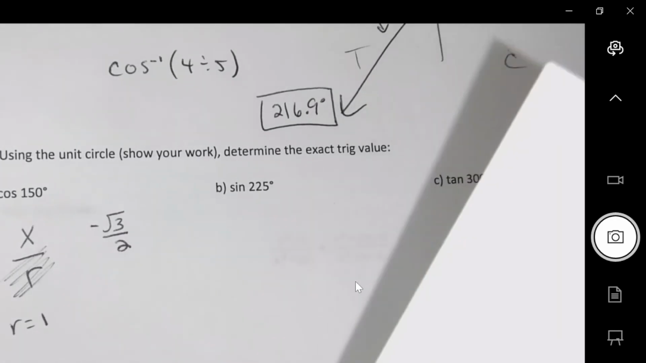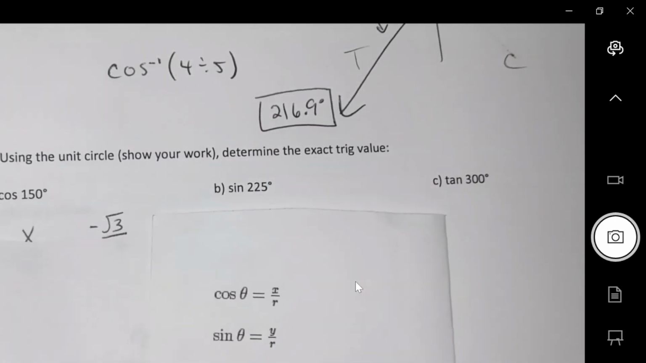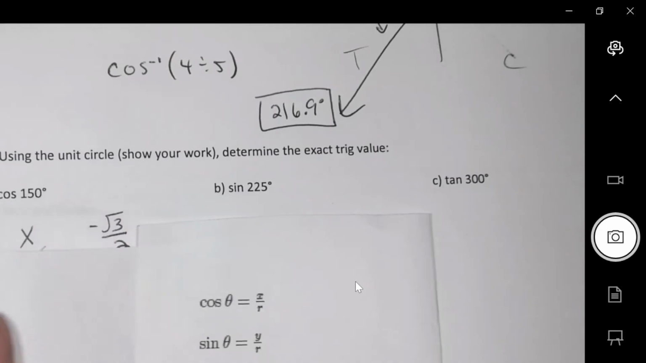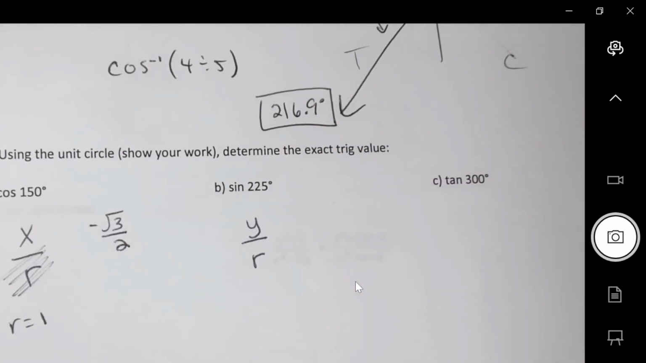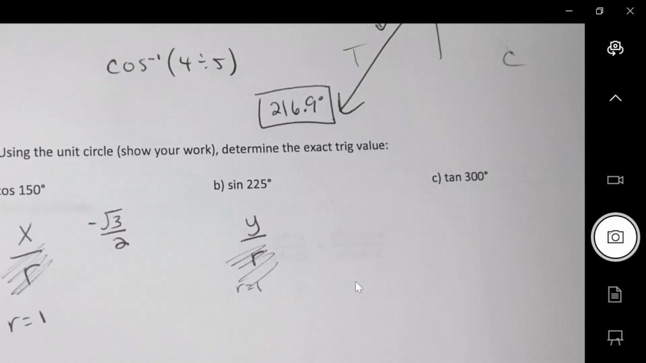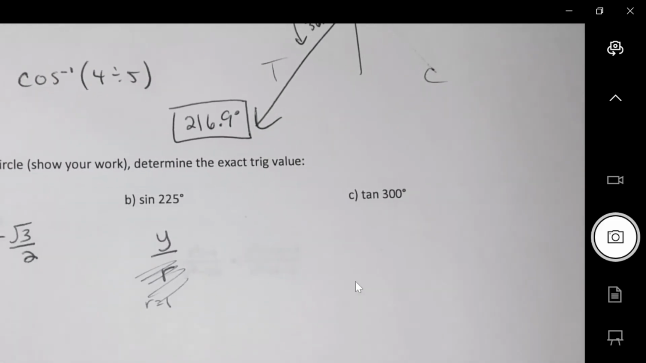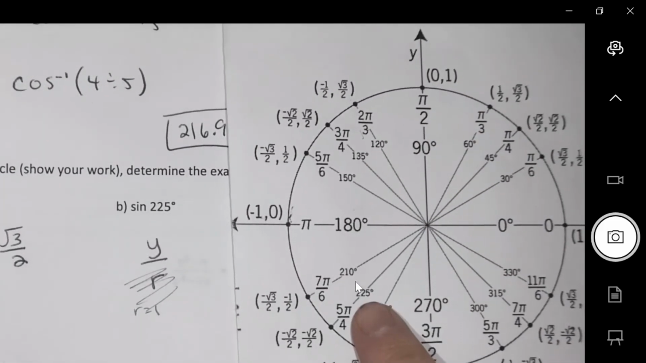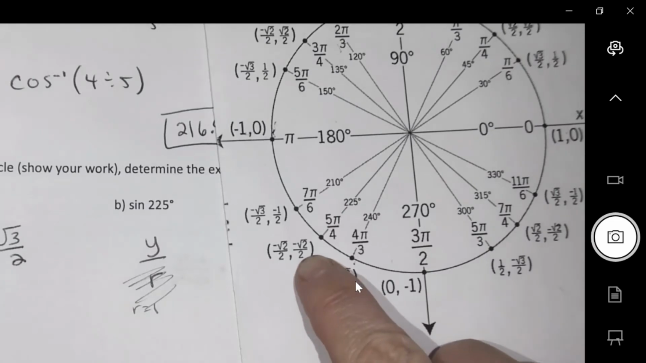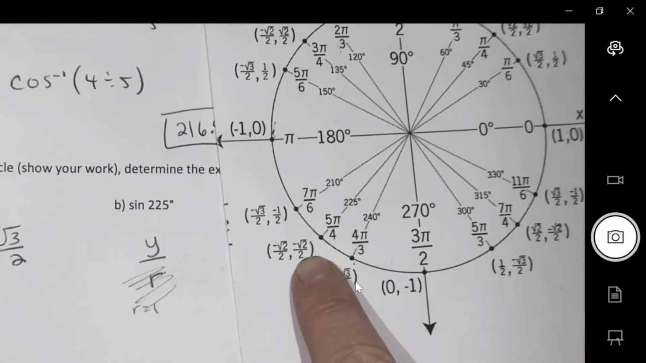Okay, sine of 225. So my first step on the exam is figure the formula out. So y over the r. And this is the unit circle. So again, I don't need to do that because it's dividing by 1. So I'm going to go to 225. So I'm right here, and I'm going to look at the y coordinate. So I'm looking here, and that value is negative root 2 over 2.